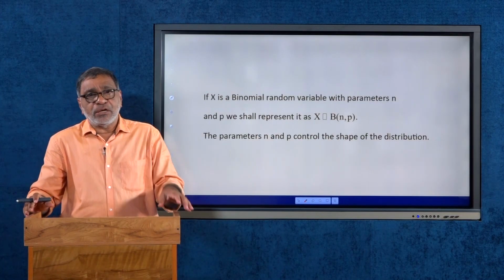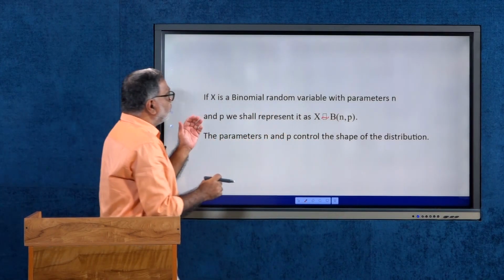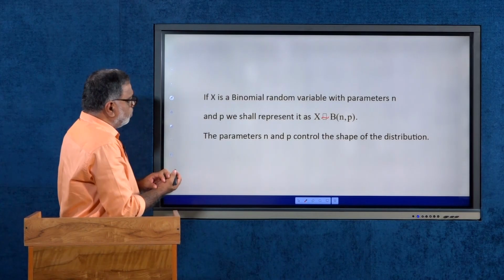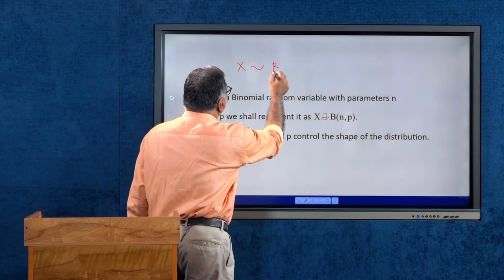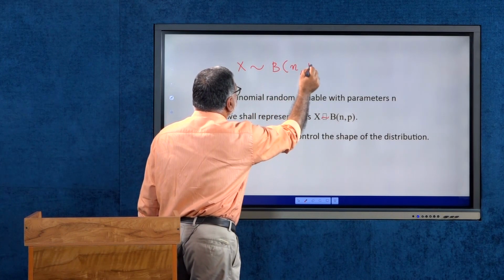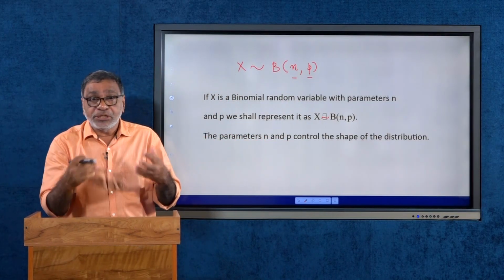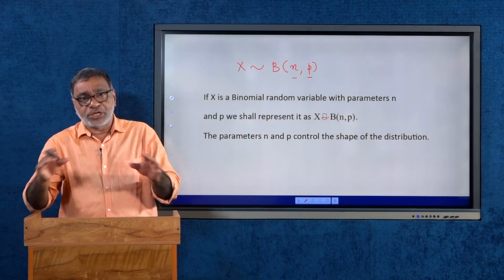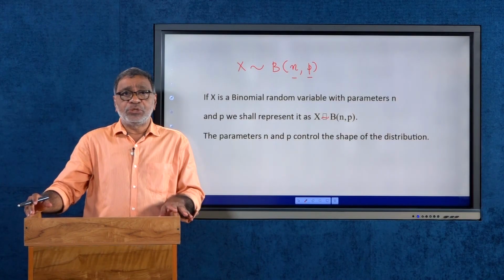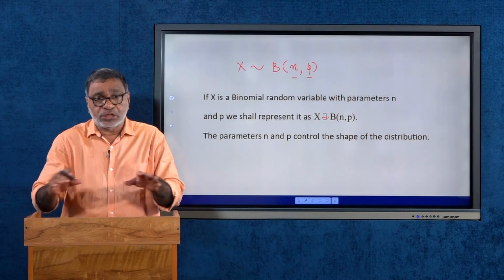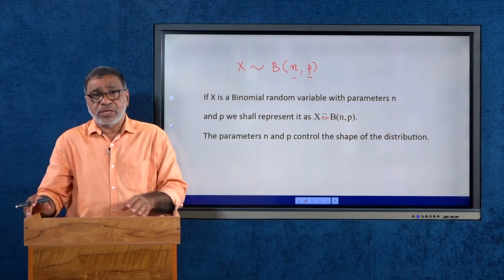If X is a binomial random variable with the parameters n and p, we shall represent it by X follows binomial with n and p. This n and p are known as the parameters of the distribution, and these parameters control the shape of the distribution. What will be the shape? Is it a positively skewed distribution, or a negatively skewed distribution, or a symmetrical distribution? That depends upon the value of the parameters, and that we will discuss in the next module.